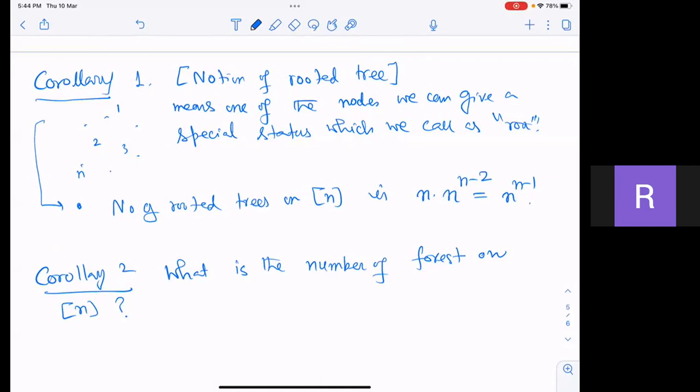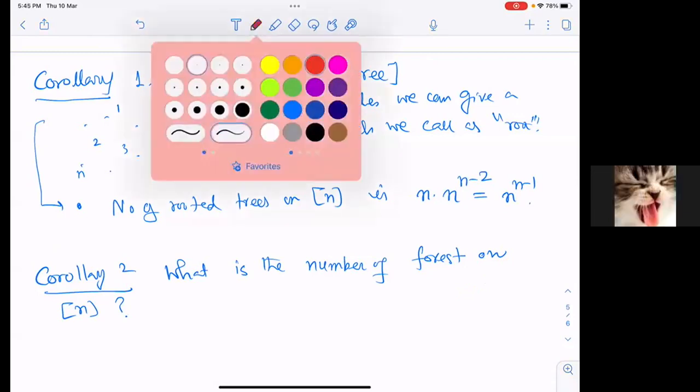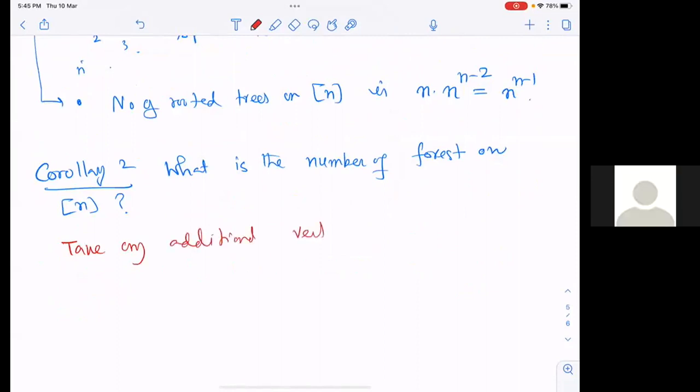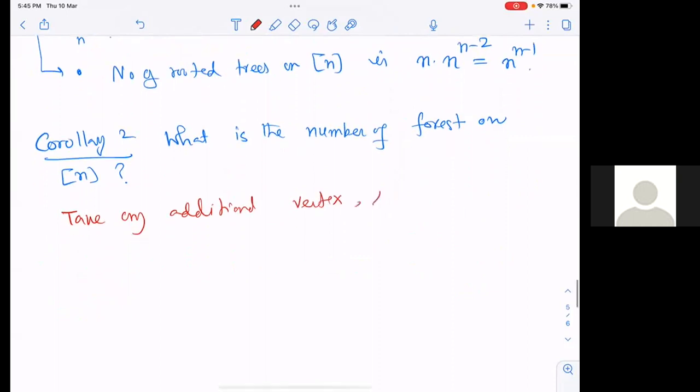2 to the power n to the power n minus 2? No, that's not correct. Something like adding an extra node which is connected to all forests. It's the number of trees on n plus 1 vertices and deleting one node. Take any additional fixed vertex, say n plus 1.